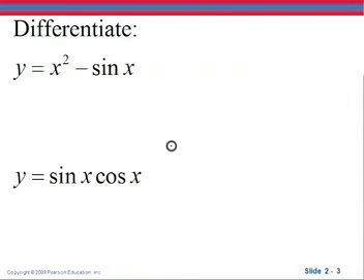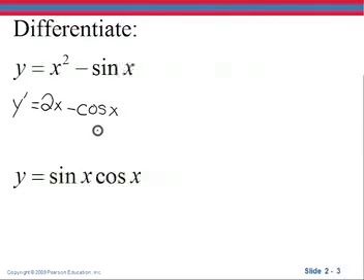Now let's use that in these two problems. First, let's differentiate y equals x squared minus sine x. So that would be y prime equals. Now the first term, x squared, is a power rule, so that would be 2 times x to the 2 minus 1, or 2x, minus the derivative of sine x, which is cosine x. So y prime would be 2x minus cosine x.